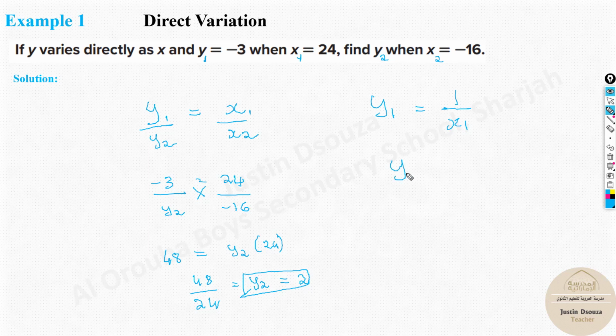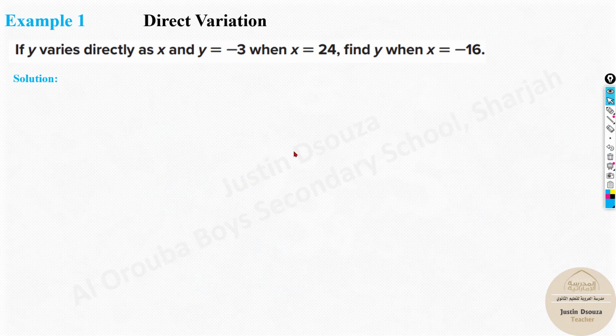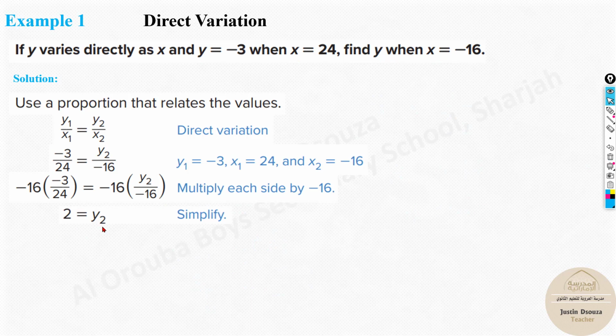If it's directly varying, it's y1 and x1. Indirectly, it would be y1 equals 1 by x1. I hope this is clear. So if it's direct, it will be in the same pace, up and up. If it's indirect, this is equal to 1 by x1. So this is how we can solve it. The answer will be the same whichever method you use.